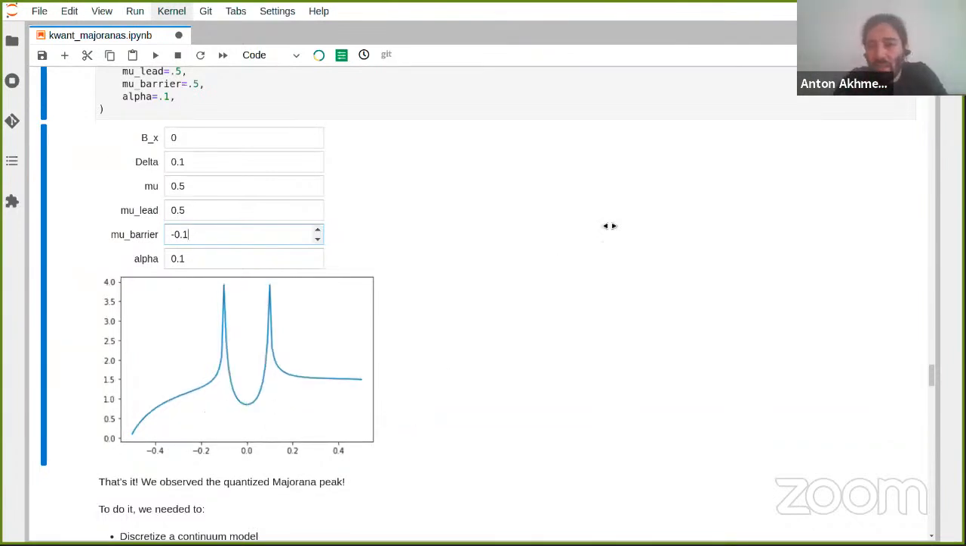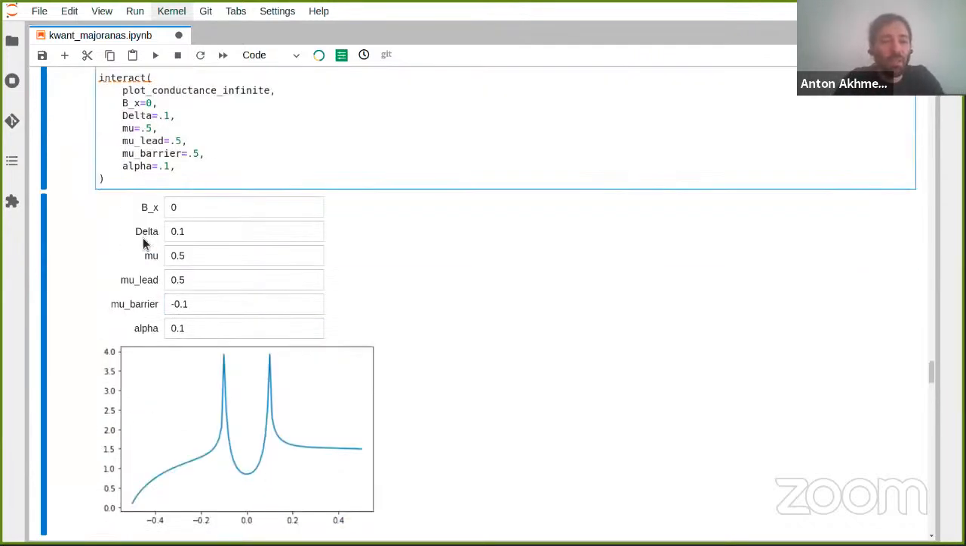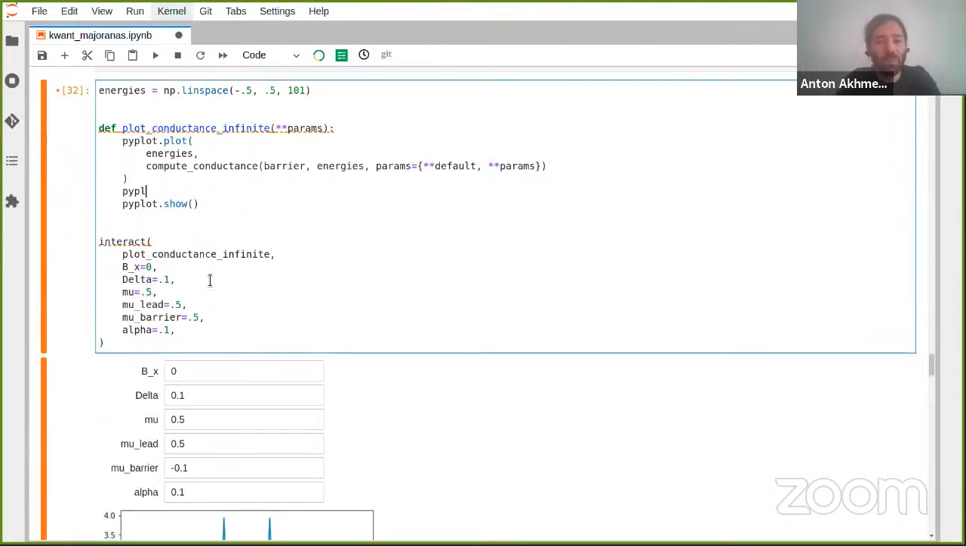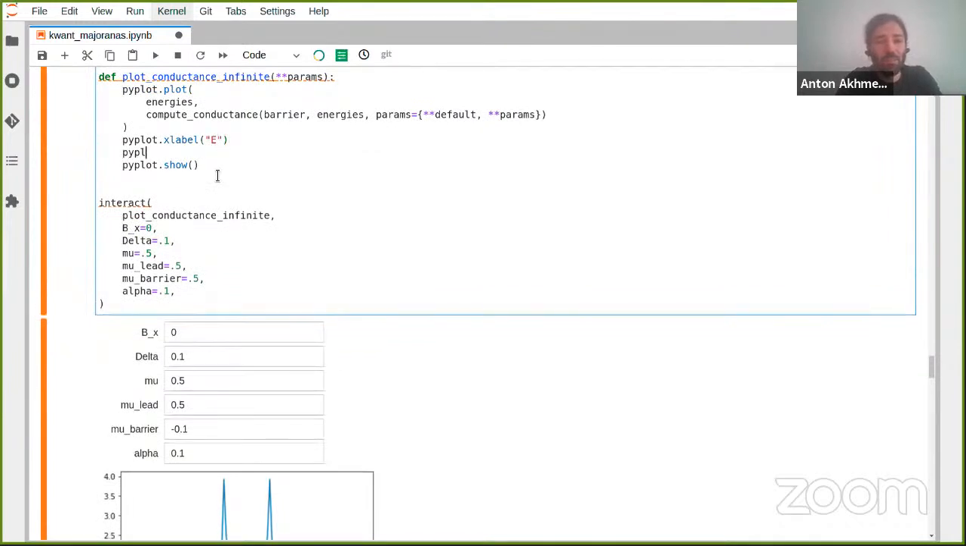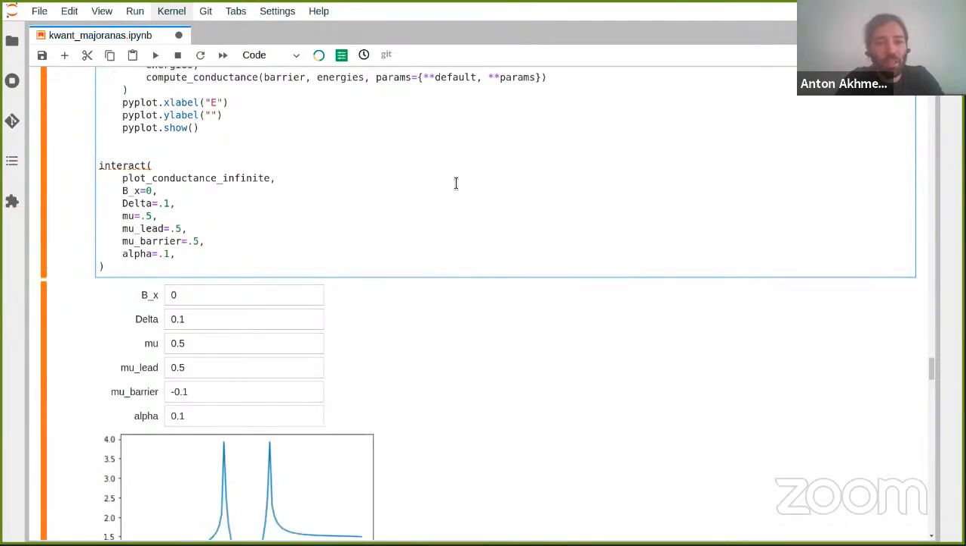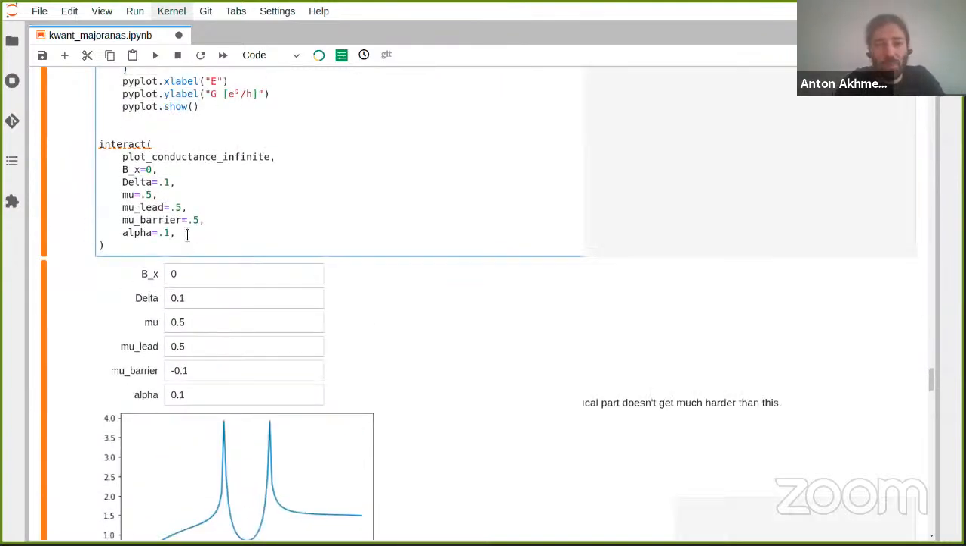We see now that, what are we seeing? Oh, what are we seeing along each axis? That's a great point. The vertical axis is conductance. Let me also label these. The horizontal axis is the energy. That's it. Thanks for the question. And the vertical axis is G in units of e squared over h. Should I rerun this? Yeah, probably I should.